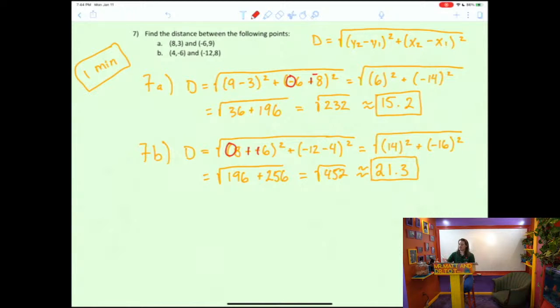Negative 12 minus 4. Leave the negative 12 alone, change the operation, change the sign of the second number. Negative 12 plus a negative 4 is a little bit easier to think about, so that's going to be a negative 16. Negative 16 squared is 256. 14 squared is 196. 196 plus 256 is 452. And the square root of 452 is about 21.3.